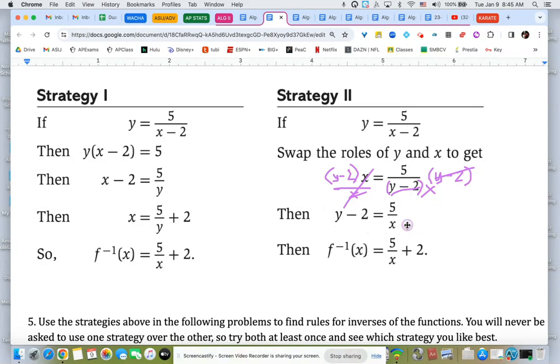And then I'm not done yet because, sorry, y is not by itself yet. So I still have to add 2 to both sides to get y by itself. So that goes away, and then I have what's left over here, right? And then the very last step is to change y back into your function notation. But remember, when you did this whole switch the x and y thing, you changed it into an inverse. So now you have an inverse function notation that you should be using. And then there's your final answer, right? It's just solving for y, getting y by itself.